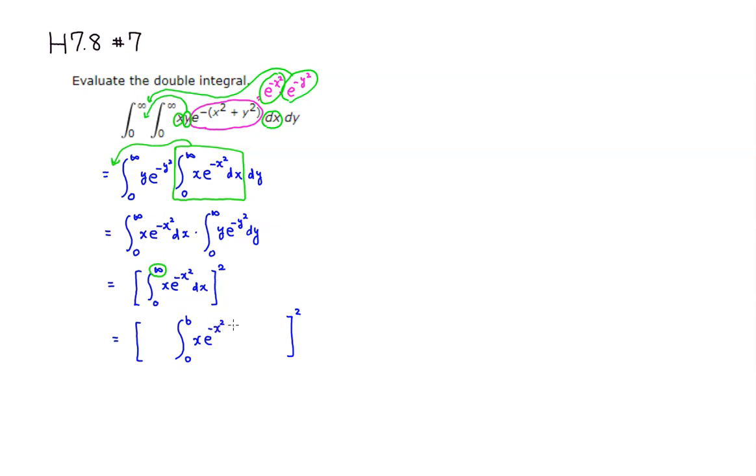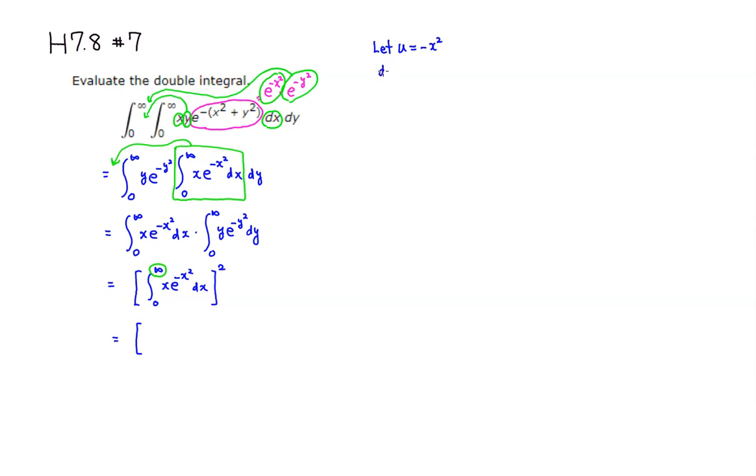Actually, let me change this a bit, so let me back up a little bit. What I'm going to do is a substitution before we do the replacing with b. The substitution I would use: we're going to let u be negative x squared.